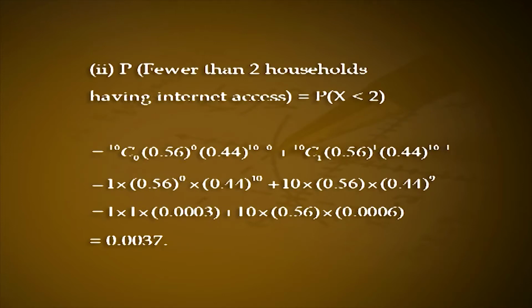Probability of fewer than 2 households having internet access is P(X < 2), that is 10C0 (0.56)^0 (0.44)^(10-0) plus 10C1 (0.56)^1 (0.44)^(10-1), that is equal to 1 into (0.56)^0 into (0.44)^10 plus 10 into 0.56 into (0.44)^9, that is equal to 1 into 0.0003 plus 10 into 0.56 into 0.0006, that is equal to 0.0037.